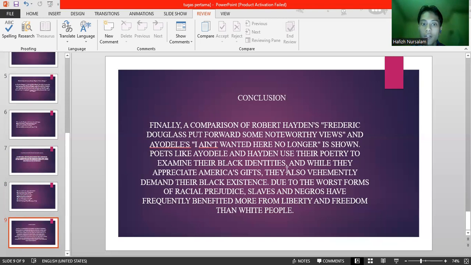So, in conclusion, a comparison of Robert Hayden's Frederick Douglass and Ain't Welcome Here No More puts forward some noteworthy views. Poets like these use their poetry to examine their Black identities, and while they appreciate American gifts, they also vehemently demand their Black existence. Due to the worst forms of racial prejudice, slaves and Negroes have frequently benefited more from liberty and freedom than white people.